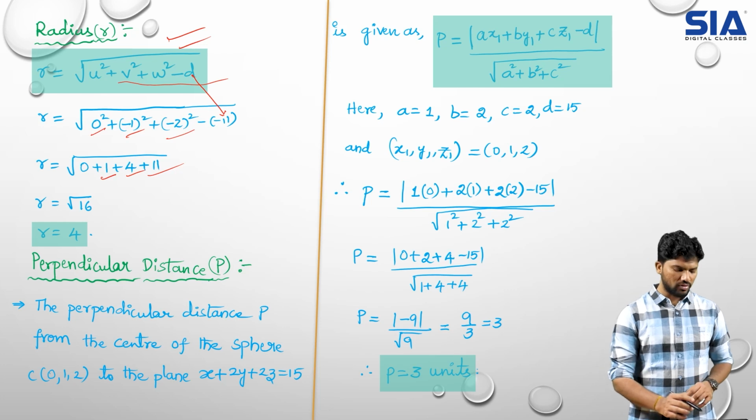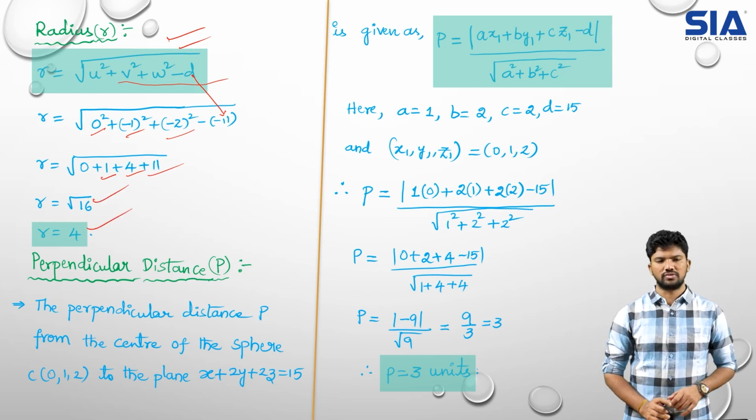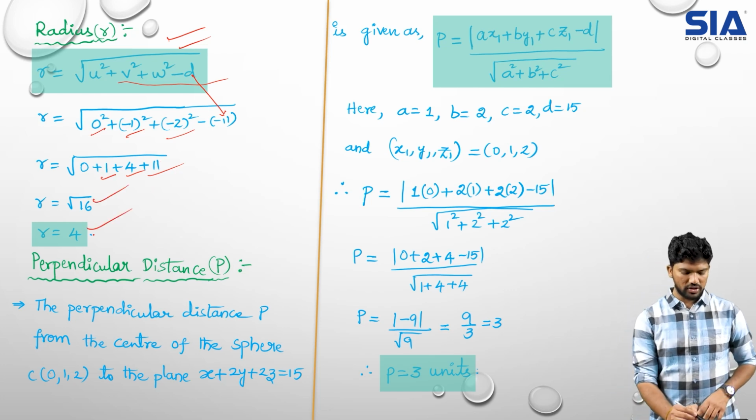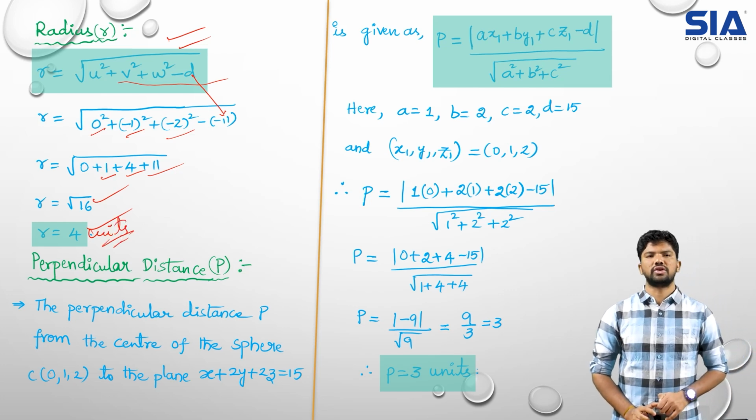So what is the value overall? Root 16. Root 16 is equal to 4. Radius is equal to 4 units. These are the radius: small r is equal to 4 units.